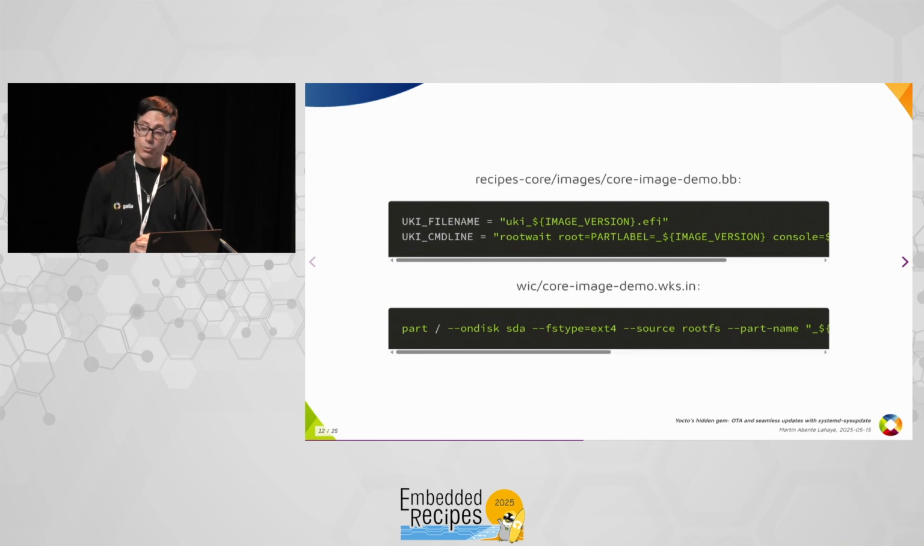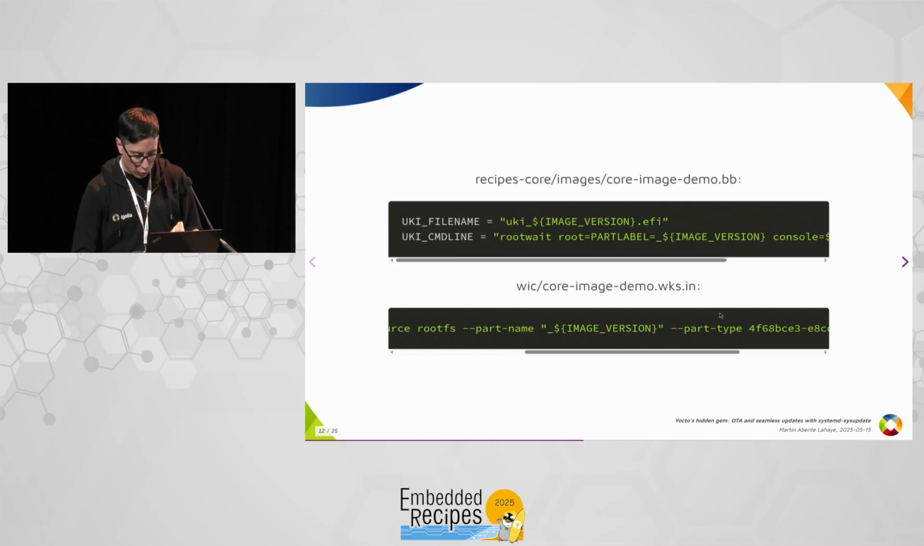The other thing is that you need to version your resources, the resources that you want to update. For example, instead of just having a UKI.efi file, now I have to name it UKI_image_version.efi, right? So sysupdate knows how to handle this. And the other thing that I want to update, my second resource, is actually the whole rootfs. So I'm also versioning it by having the partition name be like underscore image version, and you will see later how this makes sense.